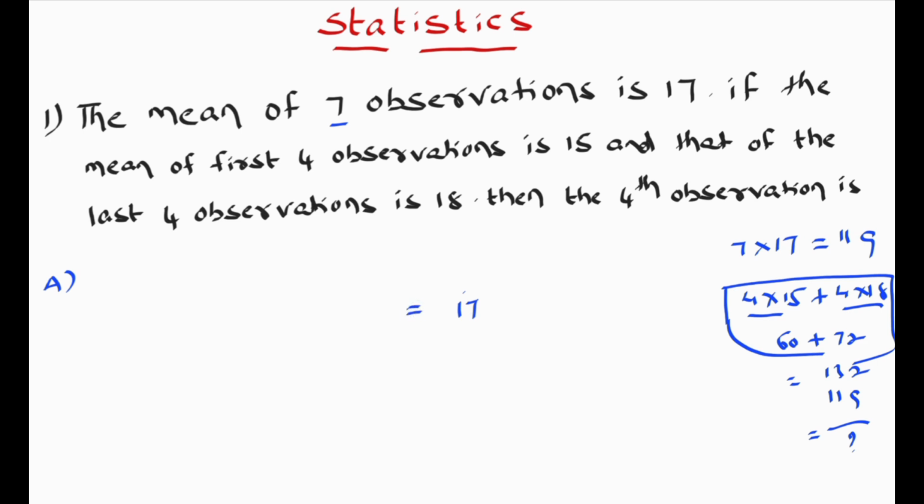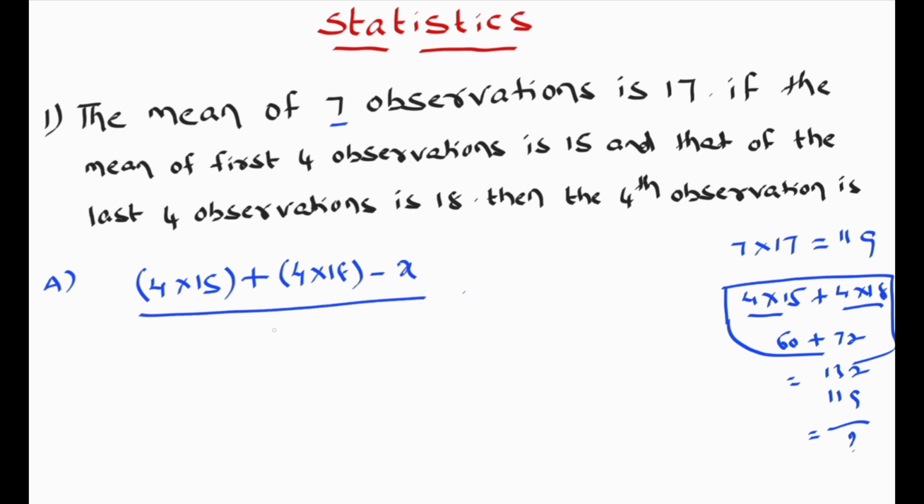So out of 7 observations, the mean of 4 observations will be 15 plus the mean of another 4 will be 18. So we got 4 plus 4, 8. But we are having one common observation. So I am writing here it as x. Okay. So I am writing this one whole by number of observations as 7. Mean will be 17. Okay.